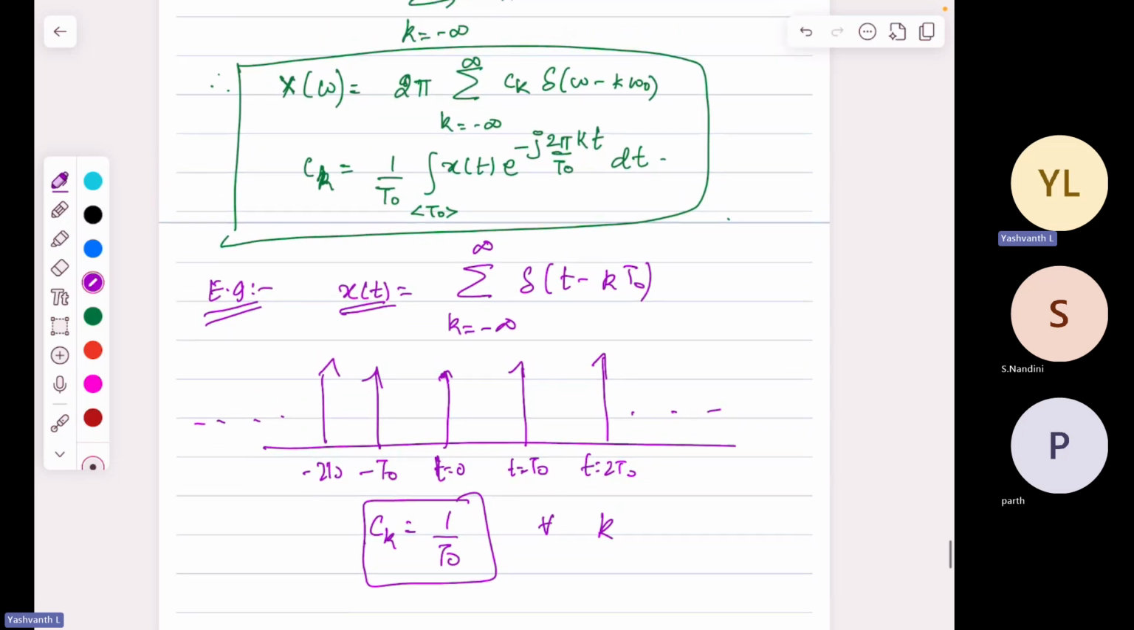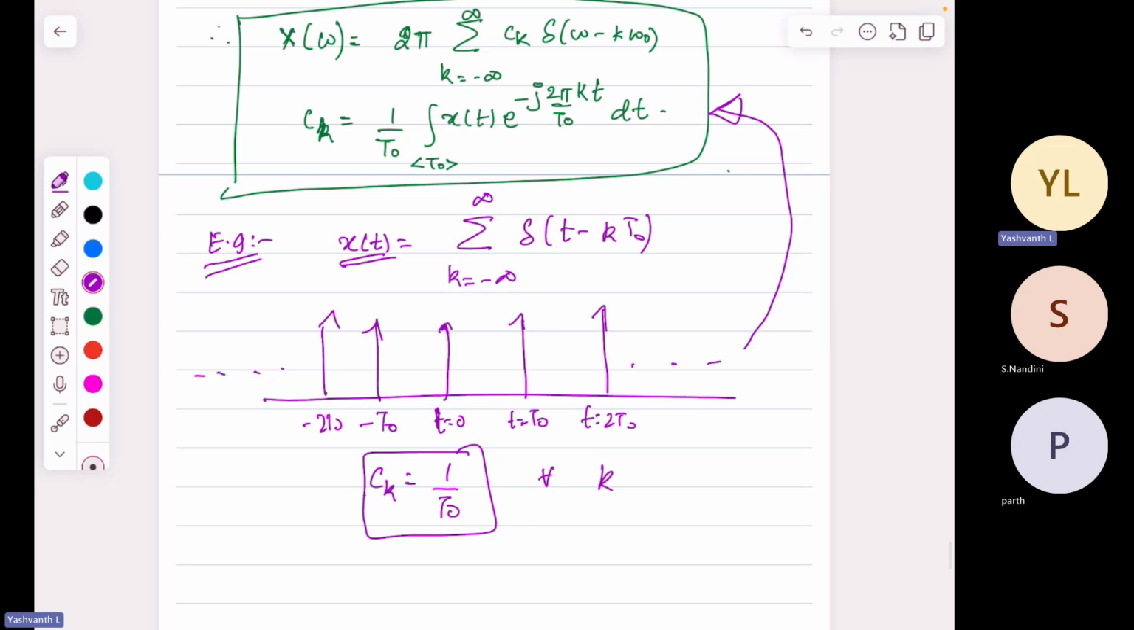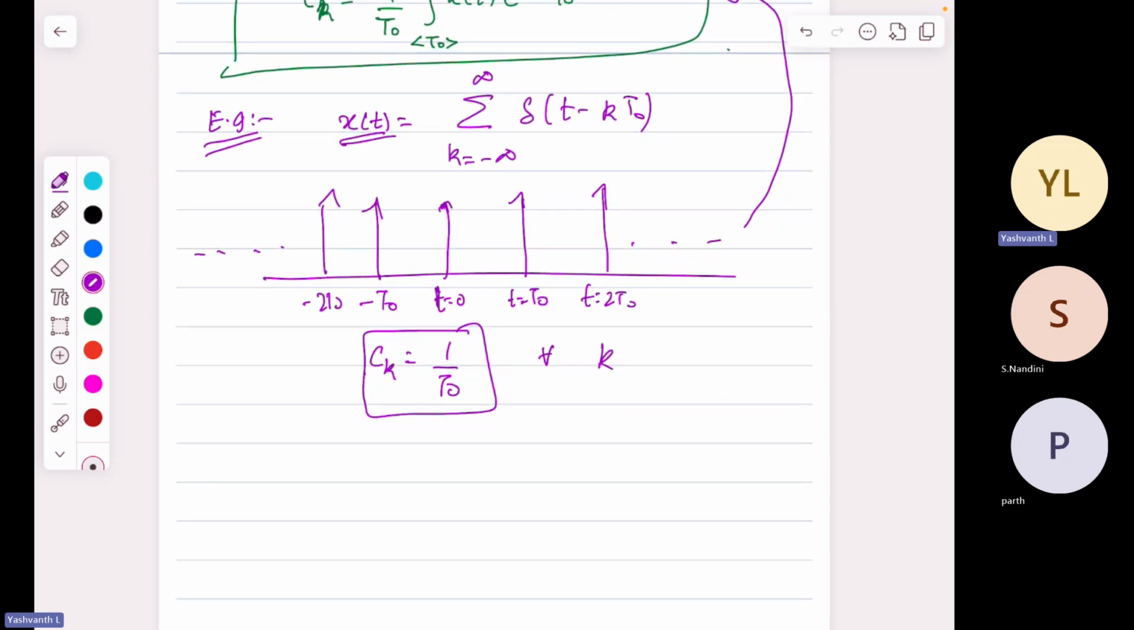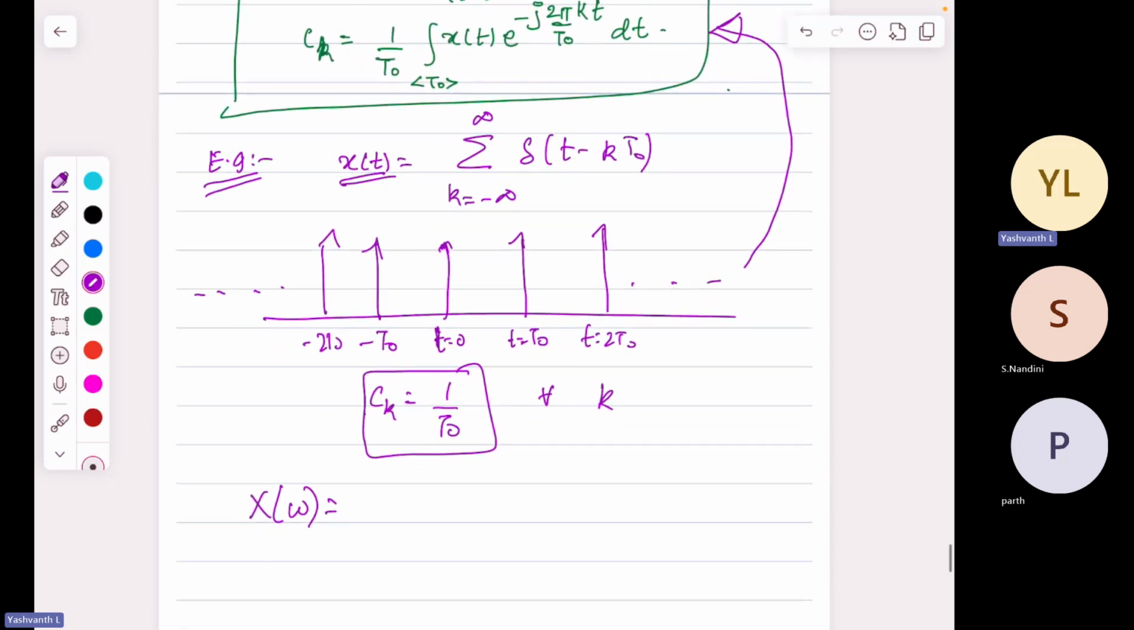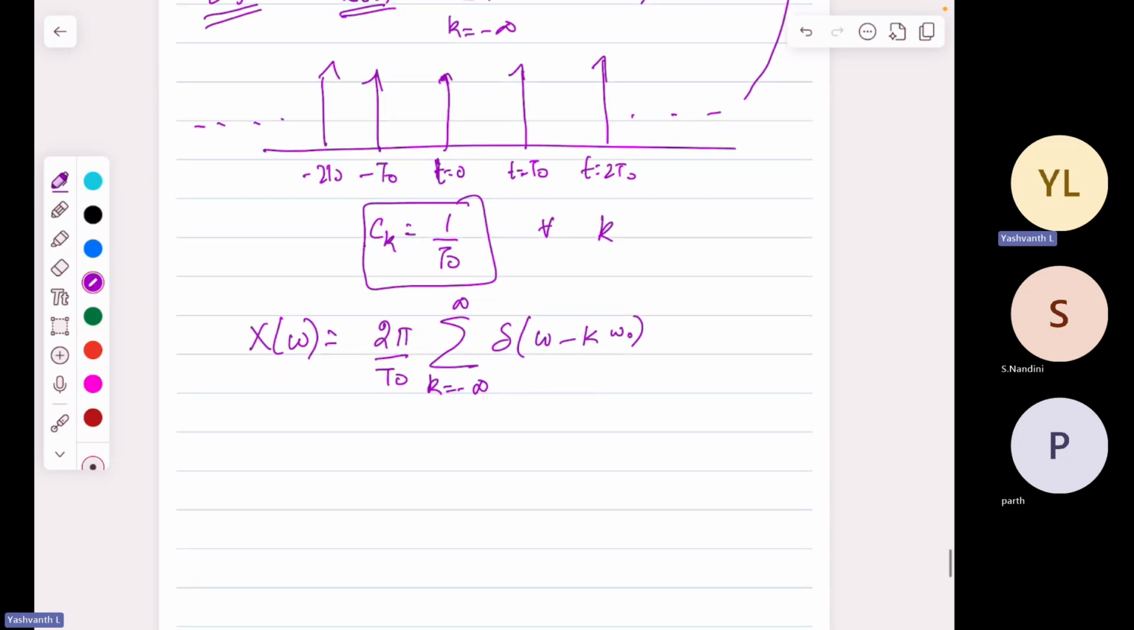So basically, if you put this value above in this equation, and someone asks you the Fourier transform of an impulse train, then it turns out that your Fourier transform X of omega is basically 2 pi by T naught into summation over delta of omega minus k omega naught, k equals minus infinity to plus infinity. Now, if you plot this, you should start with omega equal to 0, omega equal to omega naught, omega equal to 2 omega naught. Similarly, omega equals minus omega naught, omega equals minus 2 omega naught.